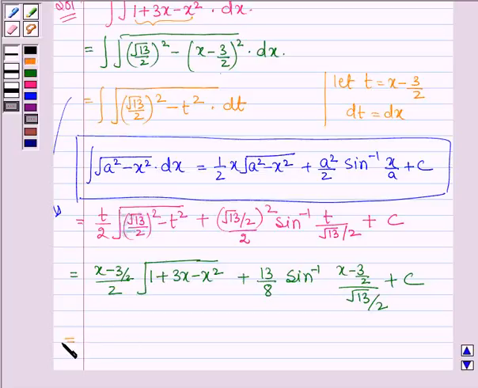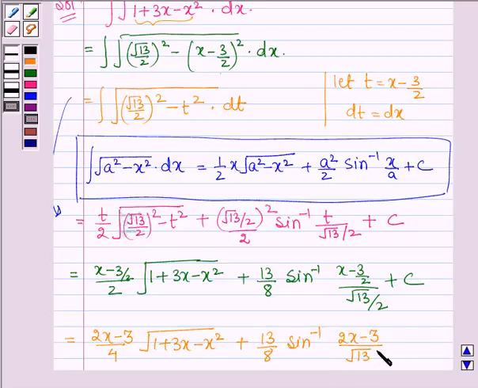This can further be written as 2x minus 3 upon 4 into root over 1 plus 3x minus x square plus 13 upon 8 sine inverse 2x minus 3 upon root over 13 plus c.